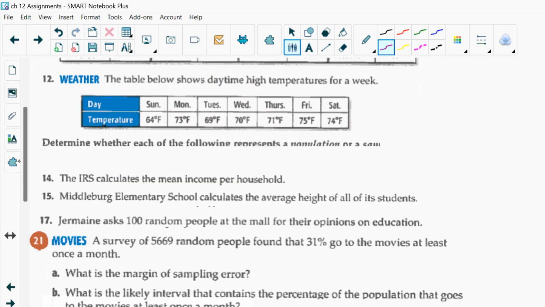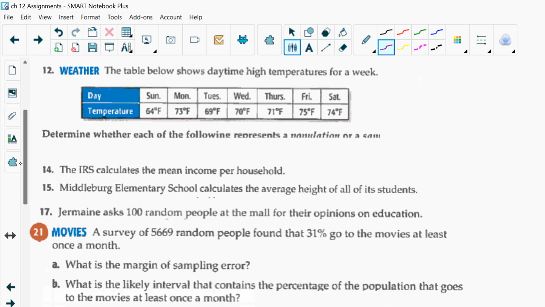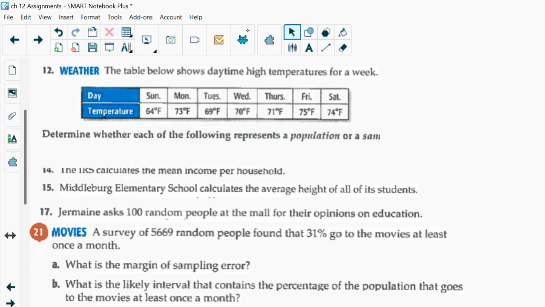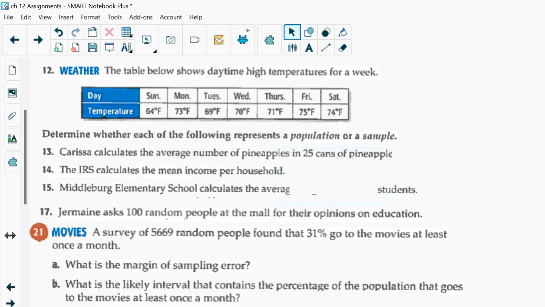And then 14 and 15 and 17 just says, is it a population or a sample? So again, you're just looking at it and telling me, is it a population, or is it, oh no, don't look at the answer. Population. I'm trying to hide the answers here. Is it a population? Is it a sample? So again, not really anything to compute.